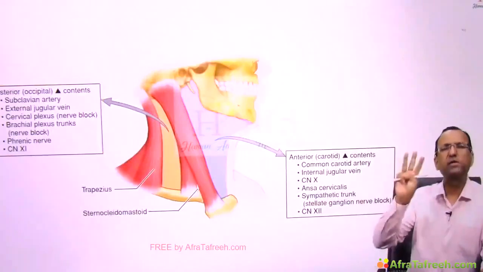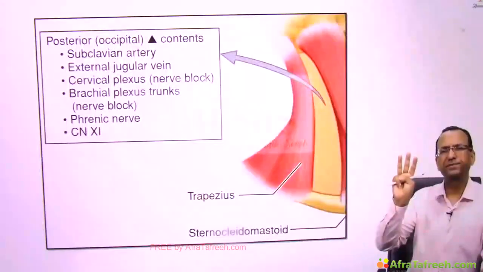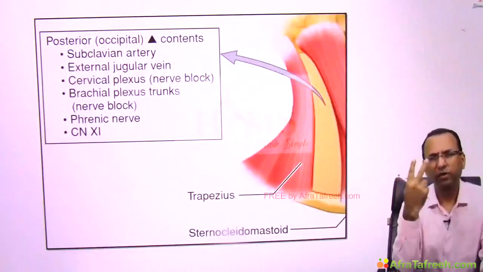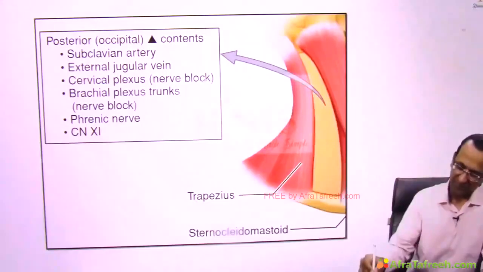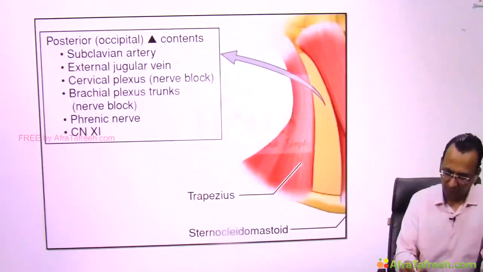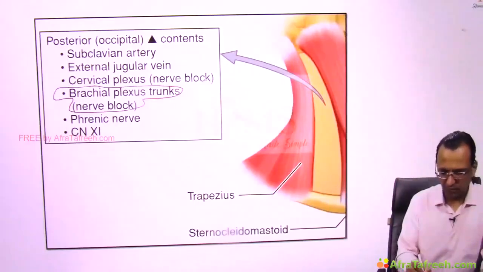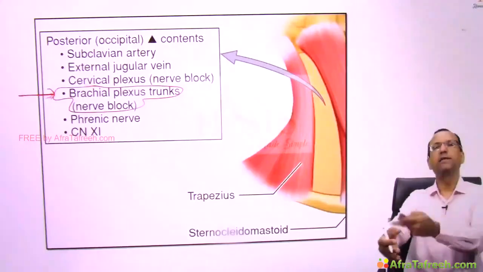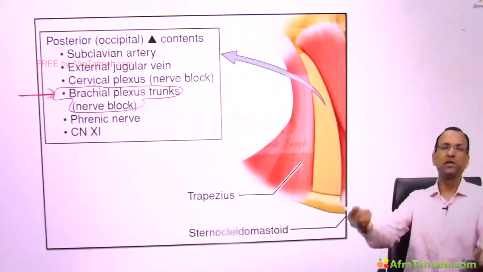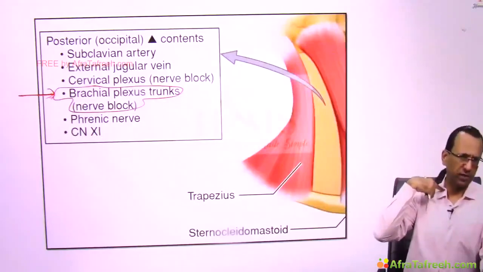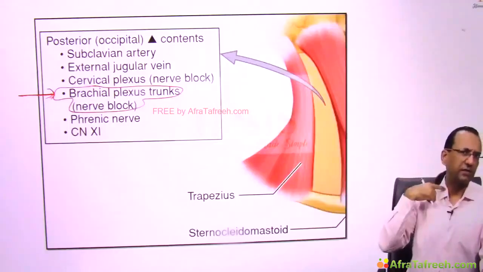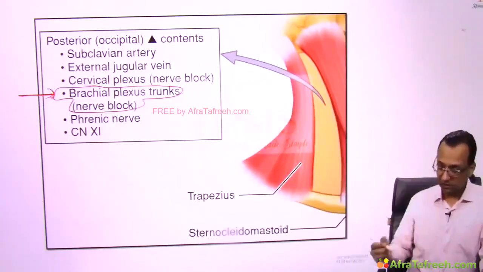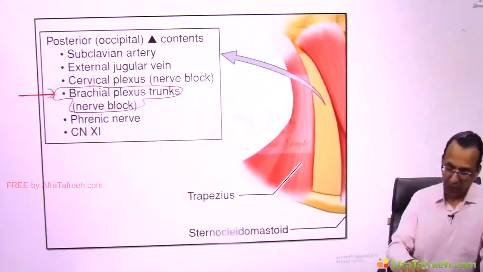Actually, you can do 3 blocks there. Which 3 blocks can be done? You know the 2 blocks already. Which 2 blocks do we already know? You remember I told you, you can block the brachial plexus here. Why? Multiple fractures of the upper limb. So for multiple fractures of the upper limb, you will block the brachial plexus in the neck region, posterior triangle. Okay, the subclavian triangle, lateral to a muscle called the scalenus anterior muscle. Yes, that is it. So brachial plexus you can block.